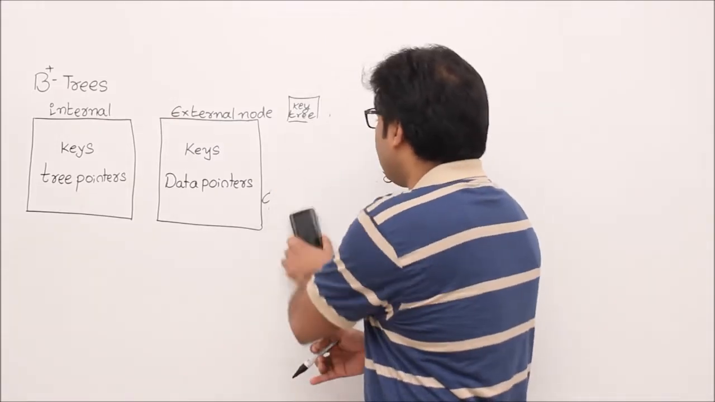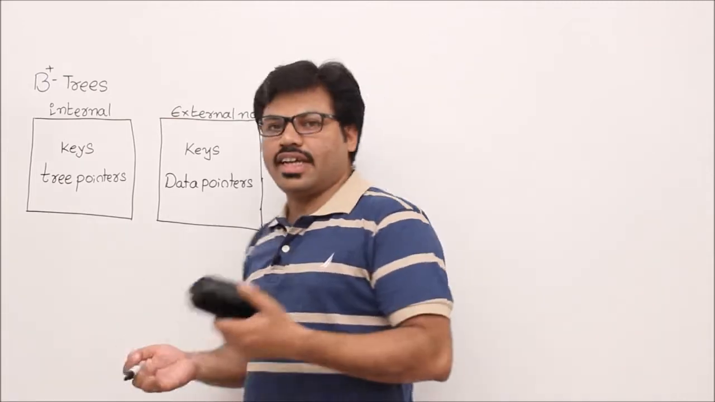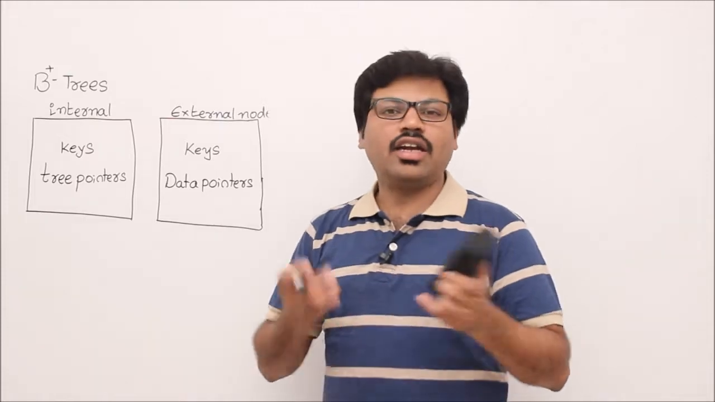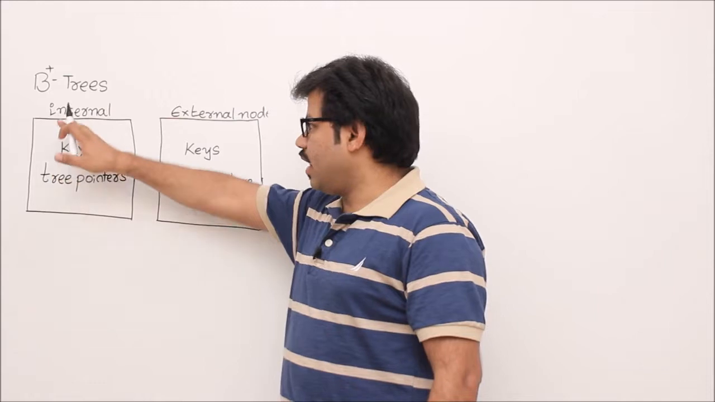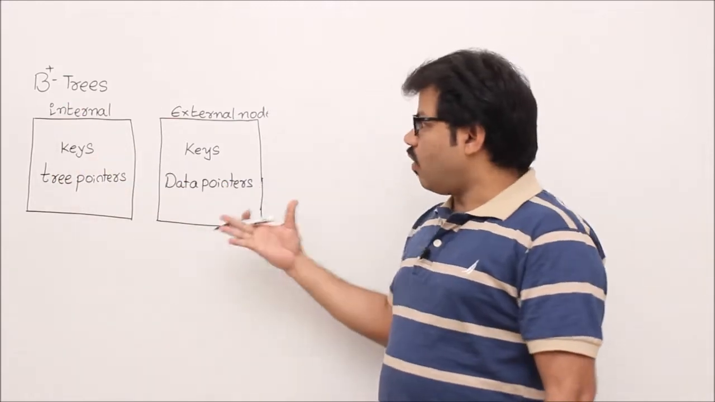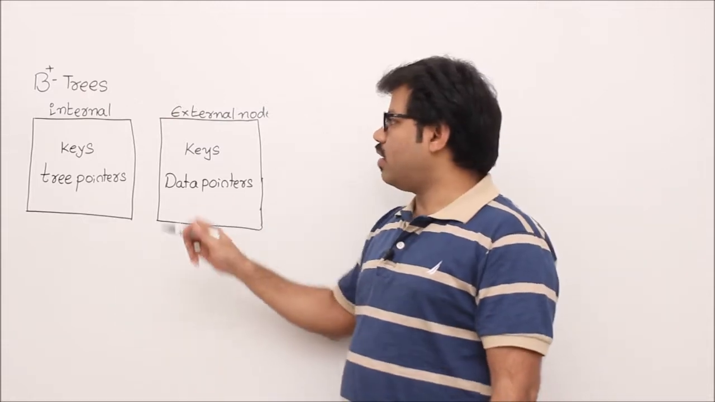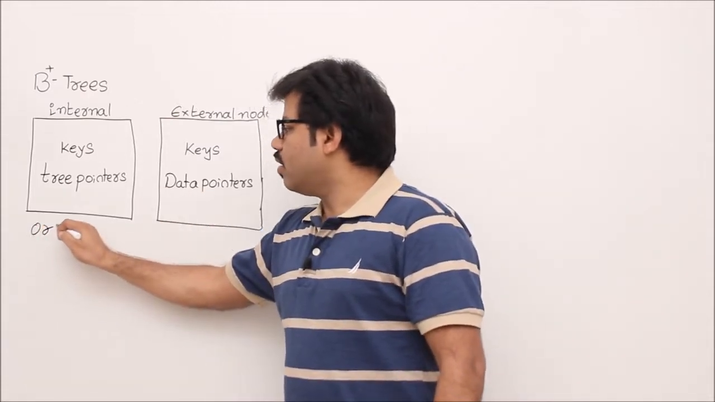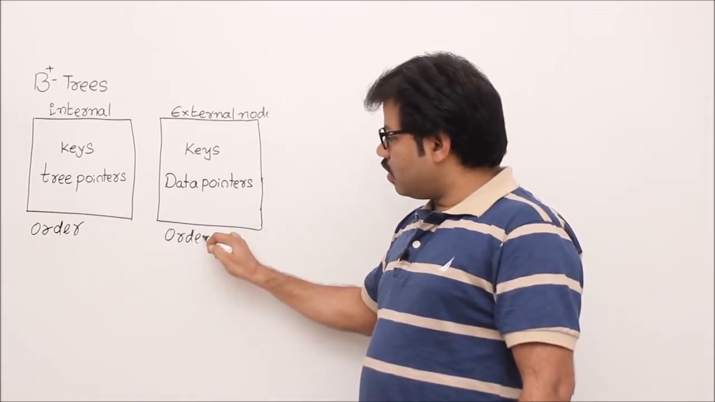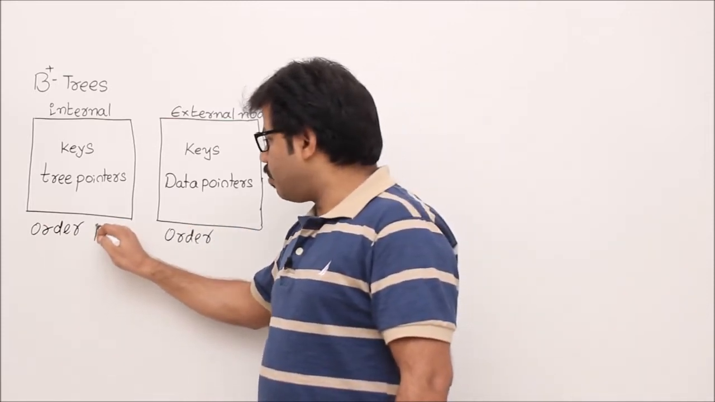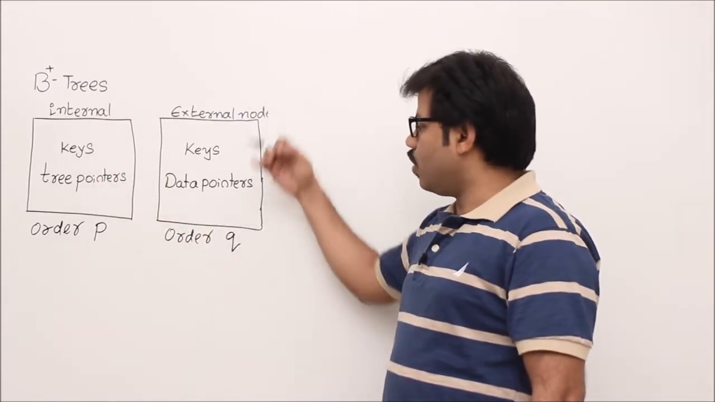Now we'll see how such a tree can be maintained, how insertion takes place, how deletions take place, and how we index using that tree. For that we should focus on details like the internal node. So sir, what is order then? Usually in a B tree we have order, right? Here also we have order, but we have order for internal nodes separately and order for leaves separately. So let's define order P for internal nodes and order Q for leaf nodes.